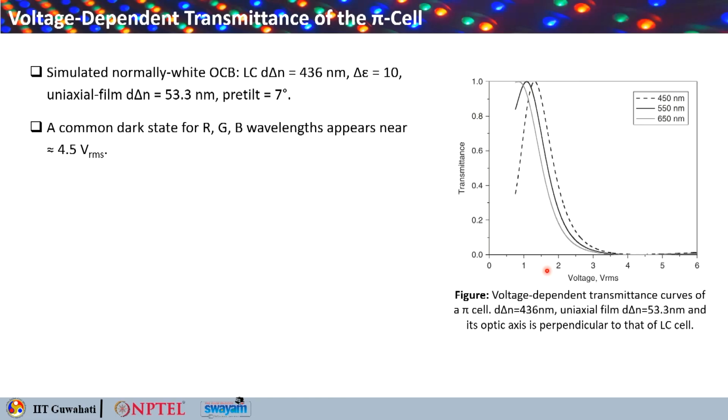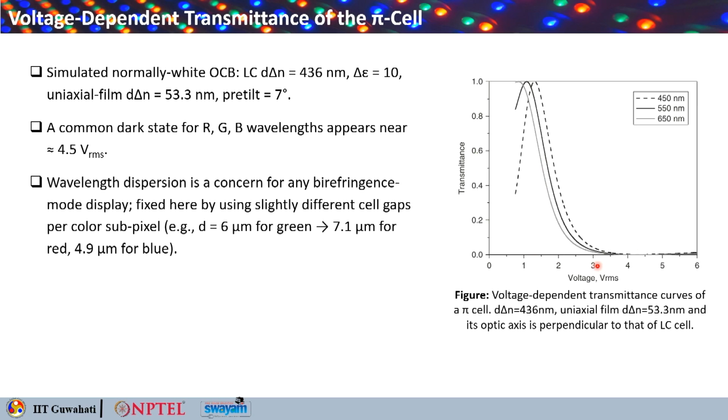So this is the voltage dependent transmittance curve of a pi cell. Here we consider d delta n to be 436 nanometer, delta epsilon as 10, and uniaxial film thickness d delta n to be 53.3 nanometer with a pre-tilt of 7 degree. What you see is the transmittance versus voltage graph. A common dark state is there for all RGB wavelengths that appears around 4.5 volt.